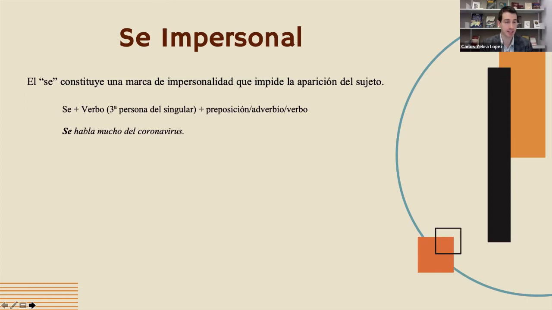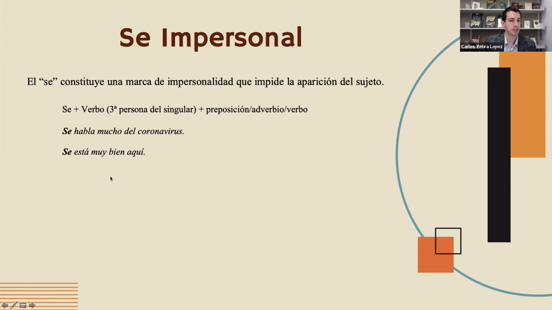So notice that nobody does any action here. There is an action, but we do not know by whom this action is done. "Se habla mucho del coronavirus." Se habla who? We don't know. That's why it's impersonal. The se serves as a marker of impersonality. "Se habla mucho del coronavirus." And this is an impersonal se, not only because it expresses impersonality, but also because of the form. The verb in the third person singular, habla, from the infinitive hablar, to speak, is followed by an adverb of quantity. Mucho, meaning a lot.